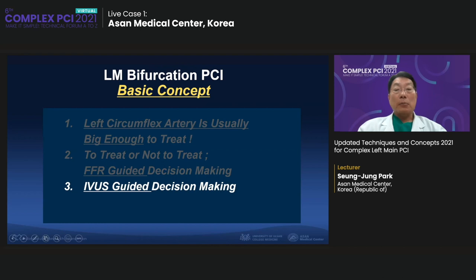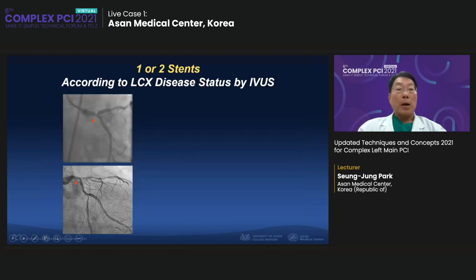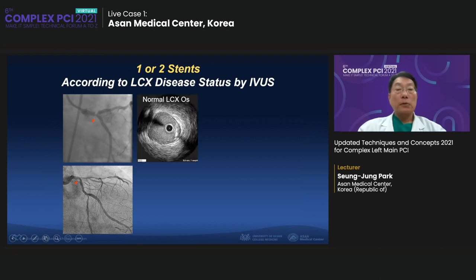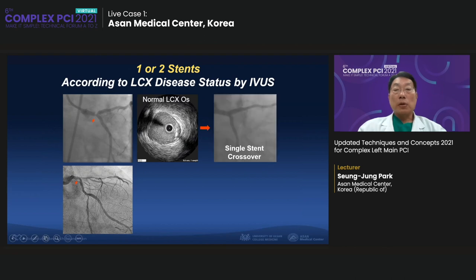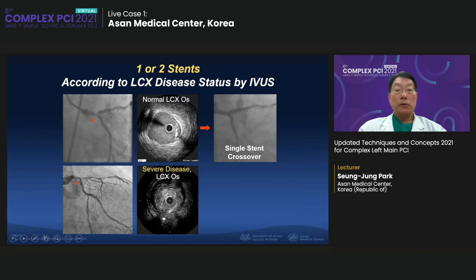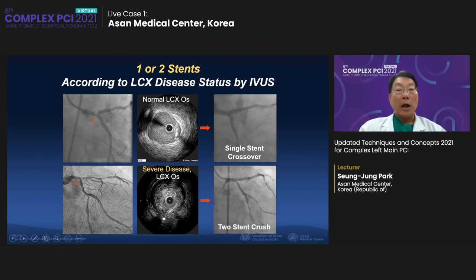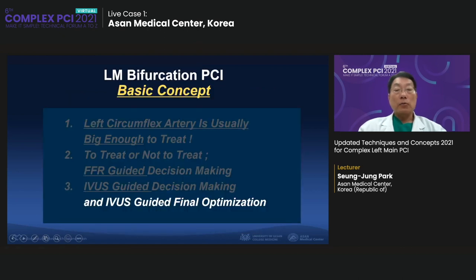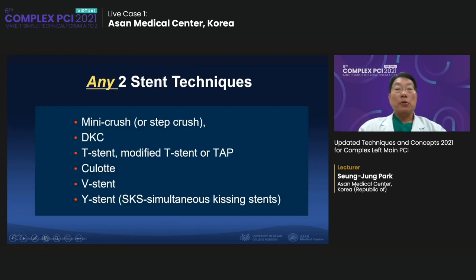And next, IVUS guided decision making. It is another important part. In true bifurcation left main disease, the IVUS findings are totally different. So the first case is a normal circumflex ostium, we want to do the single stent crossover, and a good angiographic result we can get. The second case is the ostial circumflex with pretty much disease. We're going to do a two-stent crush. And so depending on our finding of the circumflex proximal ostial part, we're going to choose between single stent crossover or two-stent technique here. And finally, we have to consider IVUS guided final optimization.